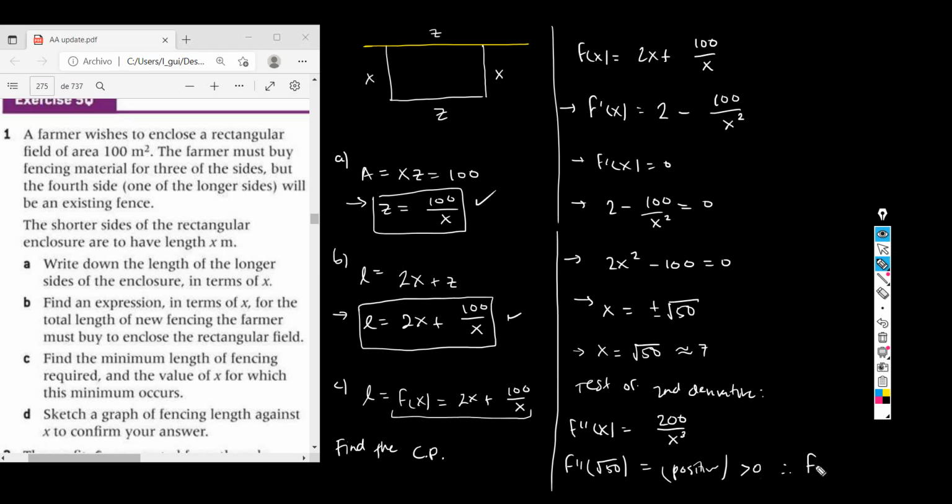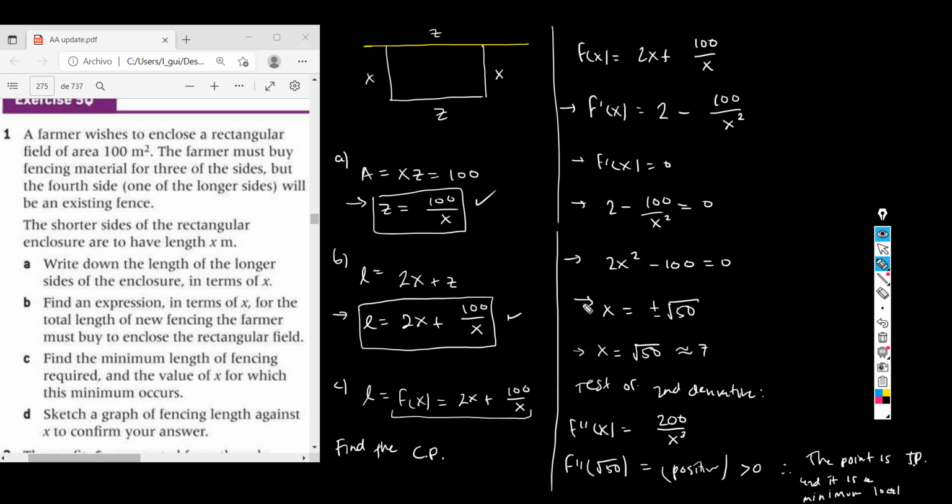and therefore the point is a turning point, and it is a minimum, a local minimum, as well as an absolute minimum in this case. All right, so that's it, guys. That's your solution. The minimum length of fencing required happens when x is the square root of 50, right?